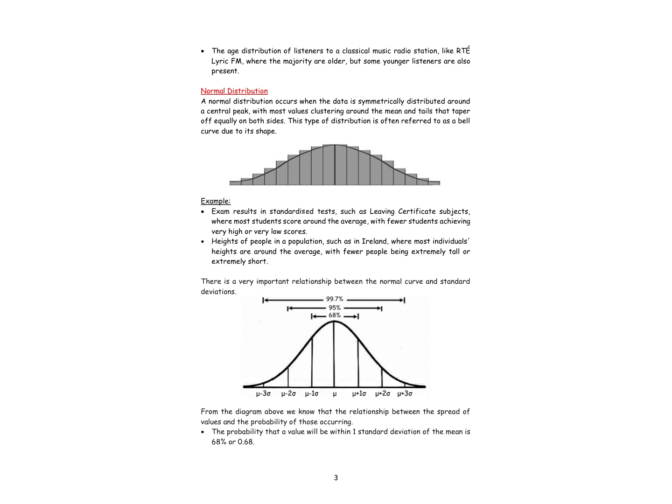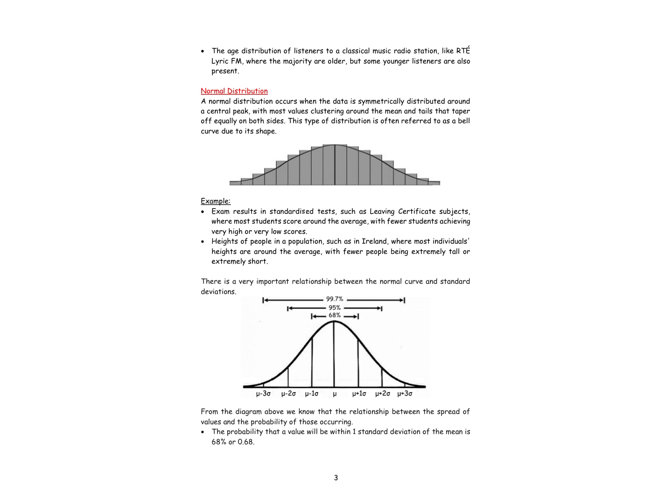Another example that you might have is the heights of people in a population, such as in Ireland, where most individuals' heights are around the average, with fewer people being extremely tall or extremely short. Now, that doesn't mean that you're not going to bump into someone who's incredibly tall or incredibly small. However, it means that the majority of people in Ireland would be near the centre or near the average height.